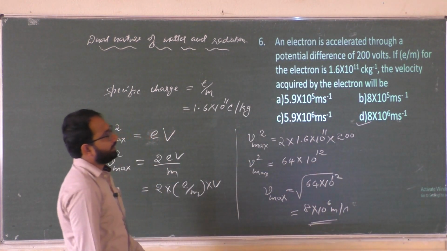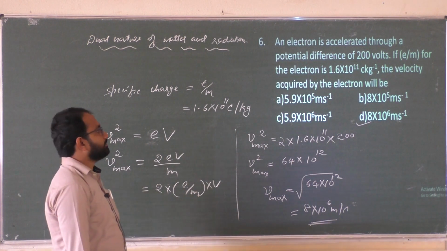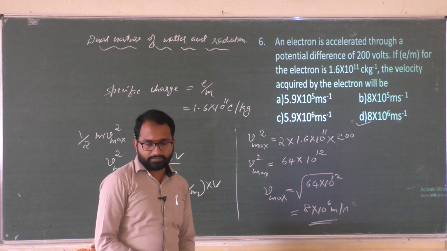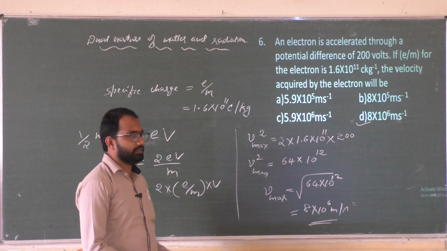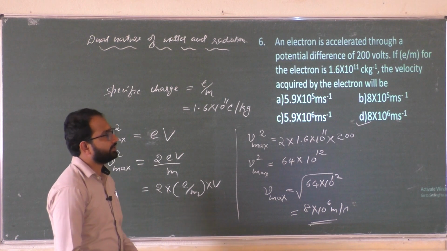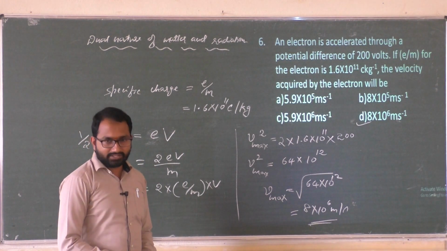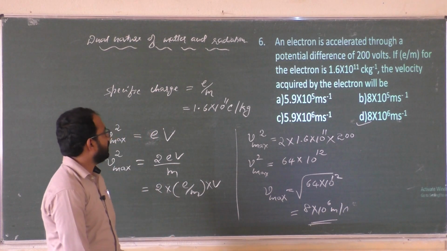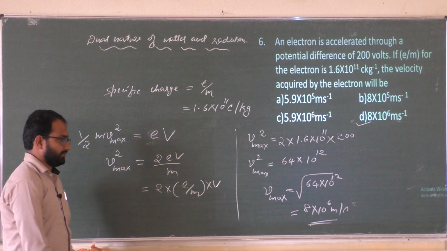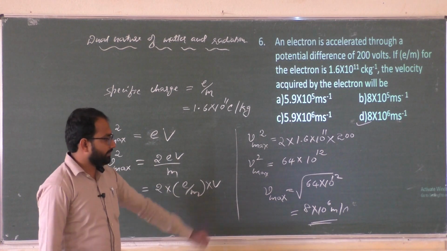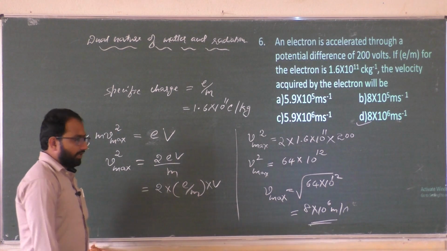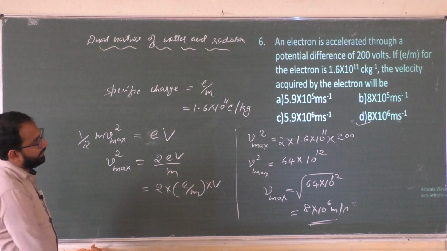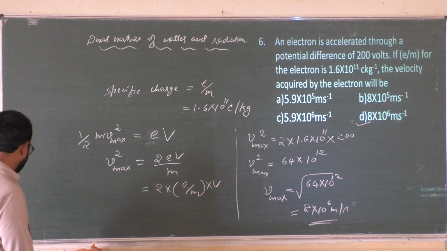Remember, e by m is called the specific charge, or in general Q by m. Q is the charge of any charged particle and m is the mass of that particular charged particle. If you take the ratio of charge of that particular charged particle to its mass, you are calculating what is called the specific charge. So this is the maximum value of velocity acquired by the electron.